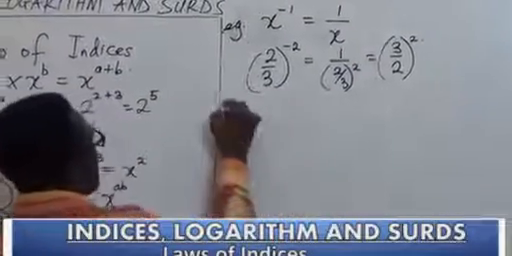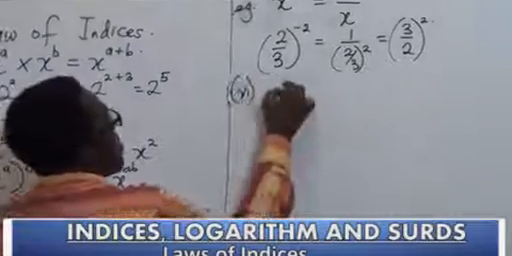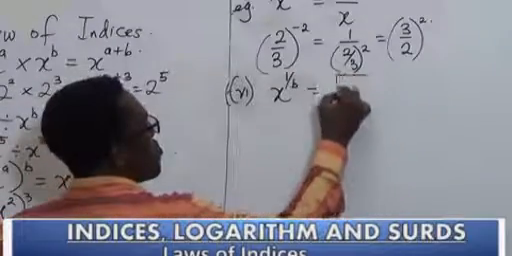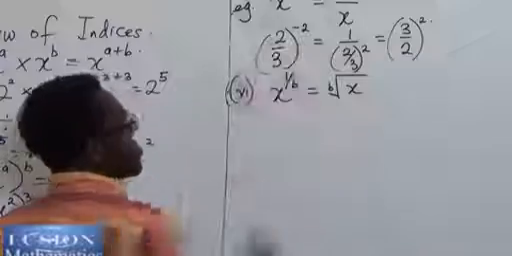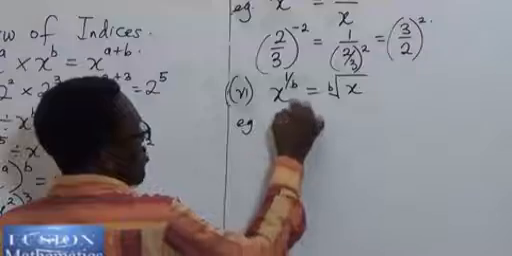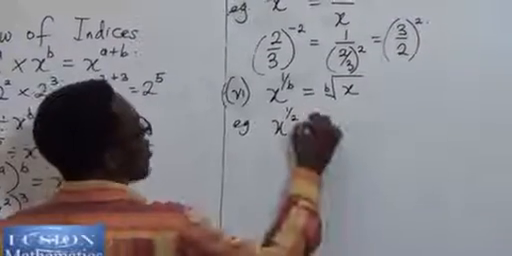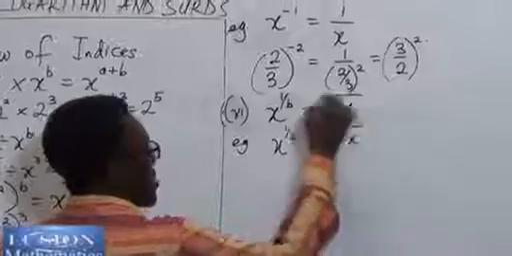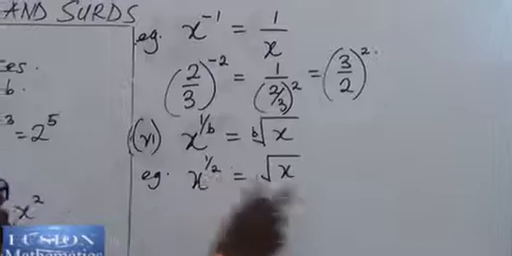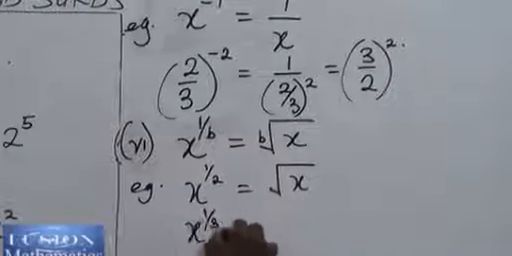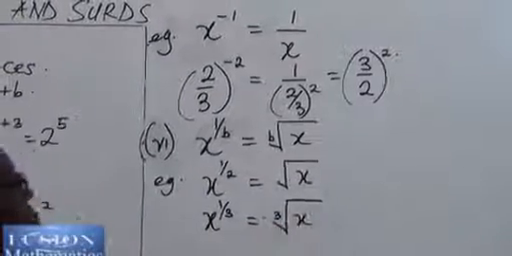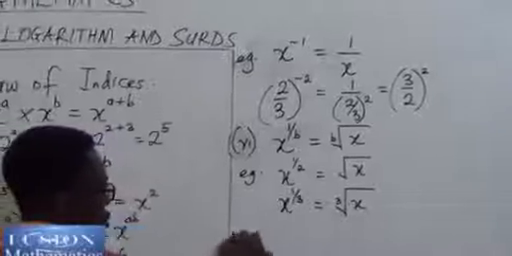Now, for the sixth law, we have x raised to the power 1 over b equals the bth root of x. For instance, we have x raised to the power 1 over 2. X raised to the power 1 over 2 will be square root of x. Notice that we do not put 2. Whenever we have a square root, we do not put the 2 for this one. But if we have x raised to the power 1 over 3, we'll have the third root of x.